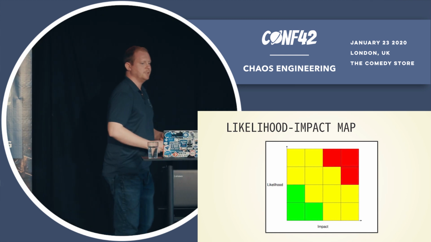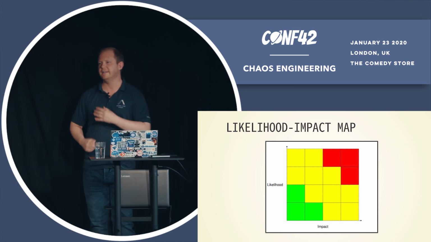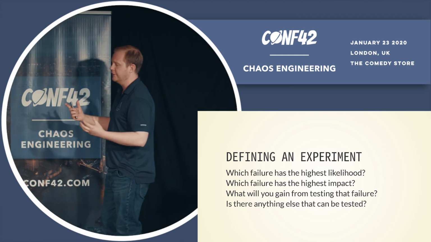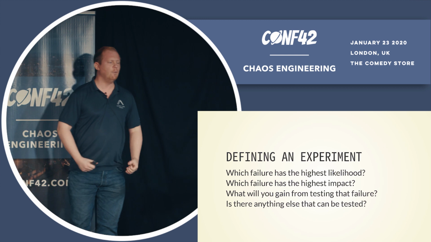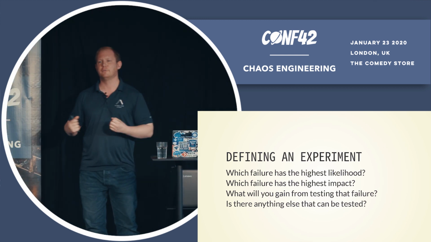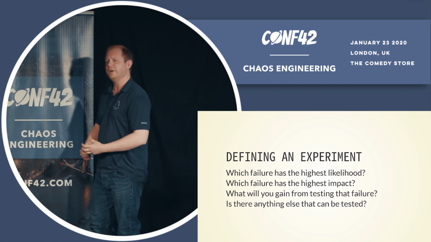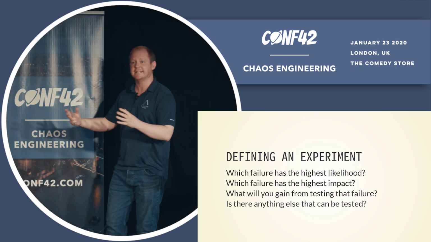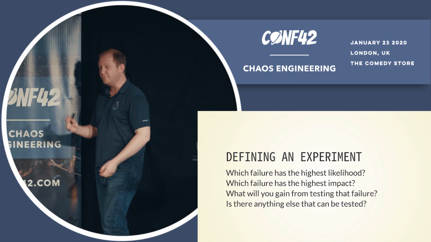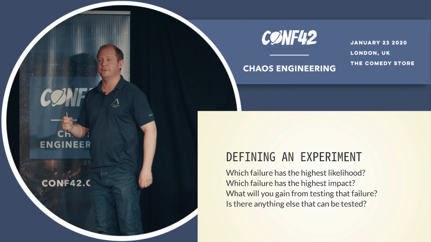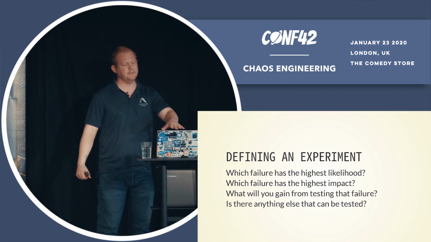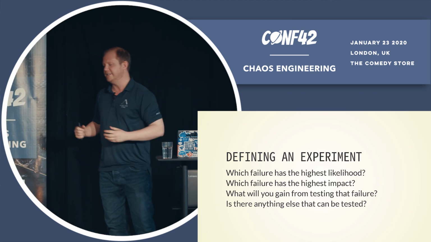OK, so we do the likelihood impact map, and we think about all these failures because we want to identify things like which failure has the highest likelihood, which failure has the highest impact, and what will we gain from testing these failures. Remember, we want to get some actionable results from running these chaos engineering experiments. It's great if you run an experiment and everything passes and works exactly as we expect it to. We've built confidence in the system, but I'm pretty sure I can guarantee you, you will find issues out there in the wild. And the last point there is, is there anything else that can be tested?